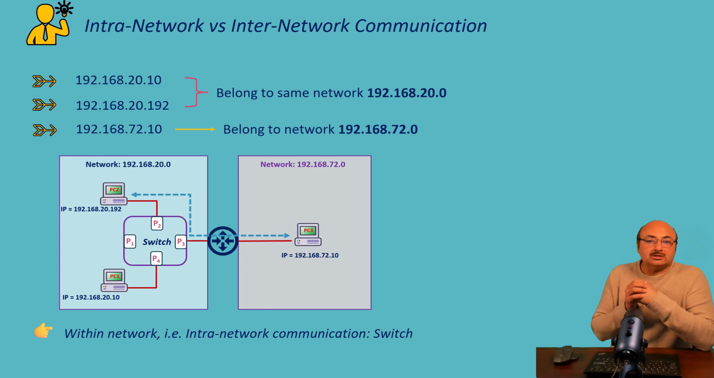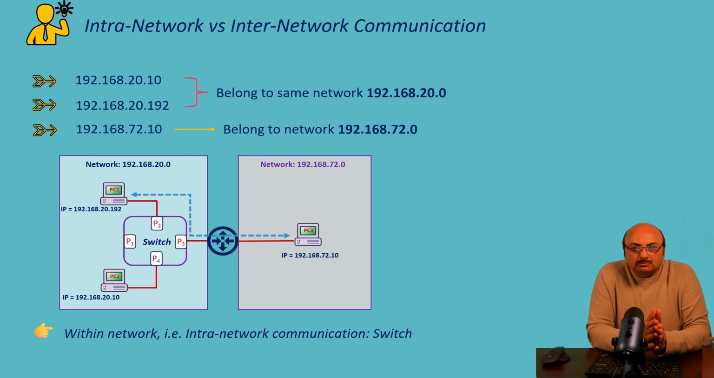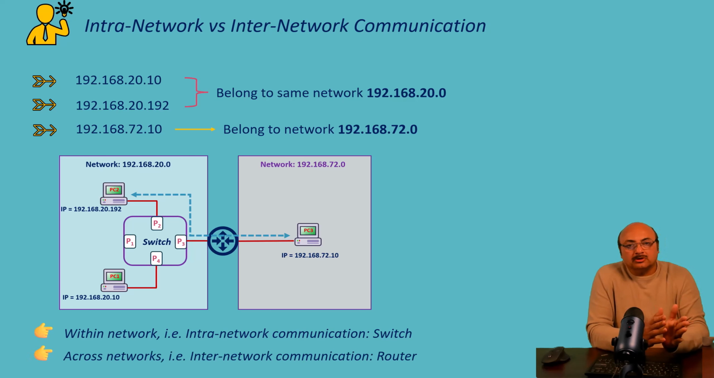A router is a new device that we learn now. It operates at the network layer of the OSI model, or layer 3 of the OSI model. But remember, anytime a PC wants to communicate with another PC and these PCs are in two different networks, this is across-network communication and what we call it is inter-network communication. This is where we require a layer 3 device or a router.